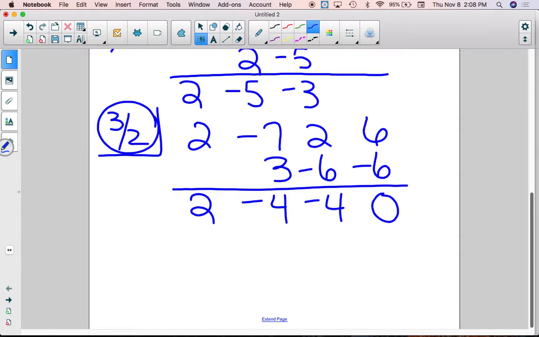But now that I've done it once, what would the exponent be for this? If I were to write the answer out, it would be 2x squared minus 4x minus 4, because remember, you take 1 off each time you do synthetic division. So every time there's an x cubed, you have 3 solutions. And every time there's an x squared, you have 2. There's x to the fourth, you have 4.